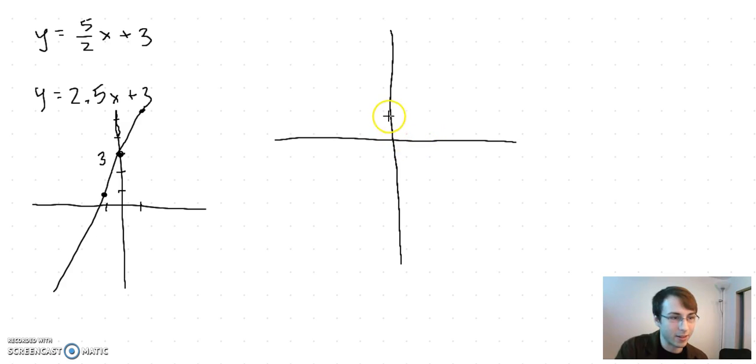So we're going to start at the same place, (0, 3). And now, instead of just going over 1, we're going to go over 2, because 2 is the bottom number here. And then we will go up 5. So we're going to get all the way to 8. We can draw our line that way.